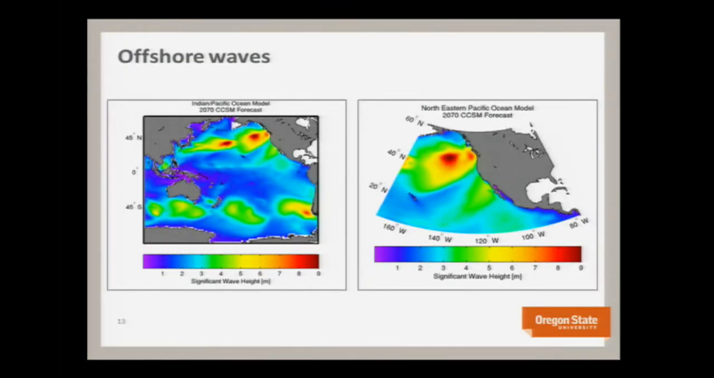Okay, let's go through these boundary conditions. Offshore waves, that was a fairly cumbersome one to do. We actually had to run a Pacific Ocean scale WaveWatch III model to be able to generate the wave conditions, and here I'm talking about wave directions, wave periods, wave amplitudes, to force our Tillamook Bay model.